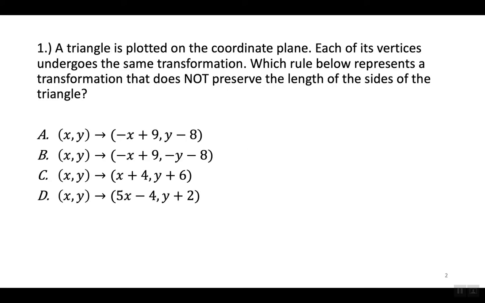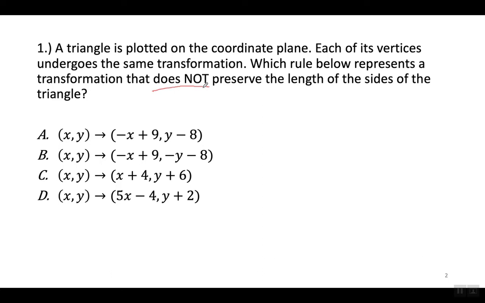Okay, the first question says, a triangle is plotted on the coordinate plane. Each of its vertices undergoes the same transformation. Which rule below represents a transformation that does not preserve the length of the sides of the triangle? So which of these transformations does not preserve the length of the sides of the triangle? I'm going to tell you how you can answer this question in 1 second.